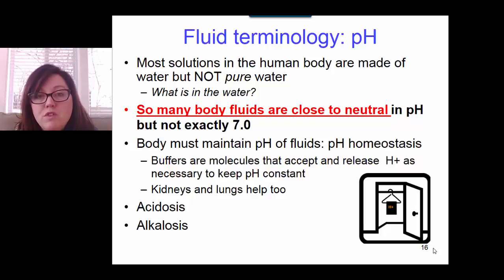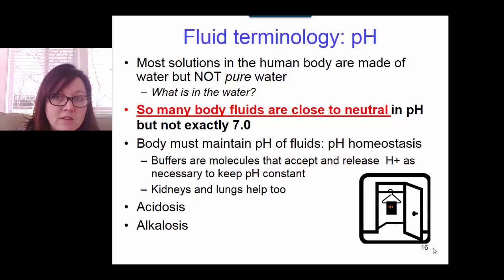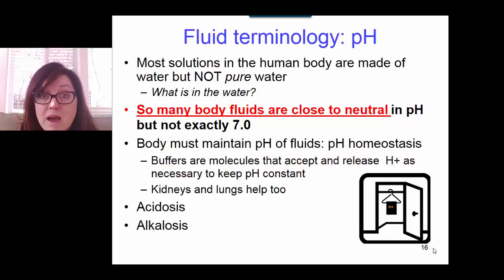Now, most solutions in the human body are made of water, but not pure water. What's in that water? Well, think about blood. Blood has a lot of water in it, but it's not pure water. There's cells in there, there's proteins, there's ions, there's nutrients like glucose and amino acids and gases and wastes. So it's definitely not pure water. So many of our body fluids are close to a neutral pH because water is neutral, but it's not exactly neutral because it's not pure water.